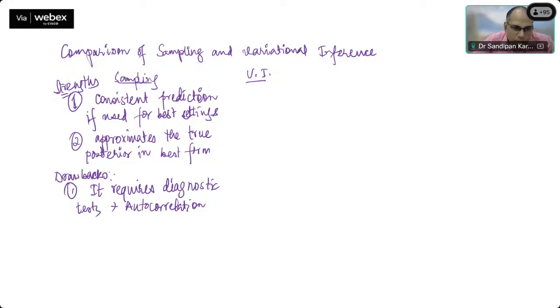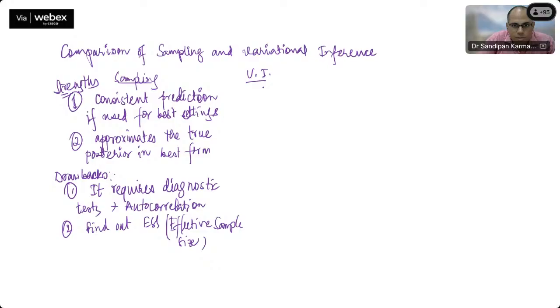There are many other kinds of diagnostic tests. Next is to find out ESS, effective sample size. This is also very important. So these are the drawbacks of the sampling framework.